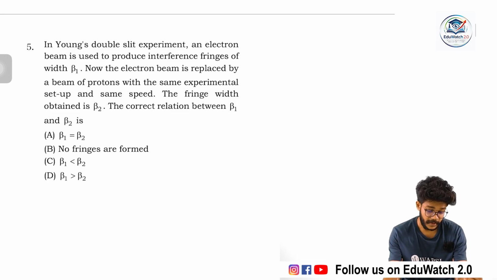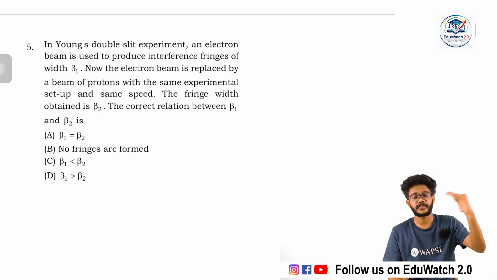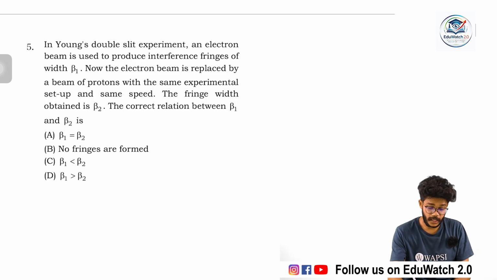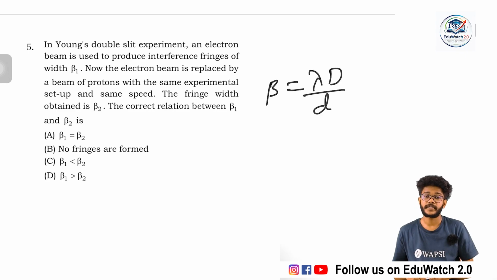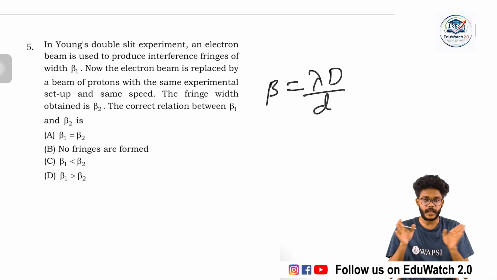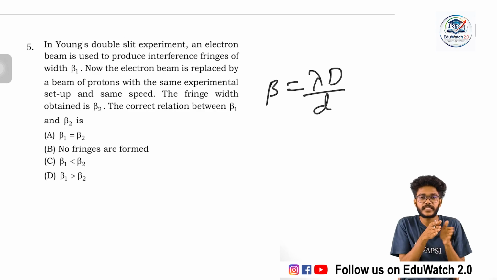In Young's double slit experiment, an electron beam is used to produce interference fringes of width beta 1. So what is the width beta? Beta is the distance between consecutive maxima or consecutive minima. What's the equation for beta? Beta is equal to lambda D by d, where lambda is the wavelength used, the capital D is the distance between the sources and the screen, and the small d is the distance between the two sources.